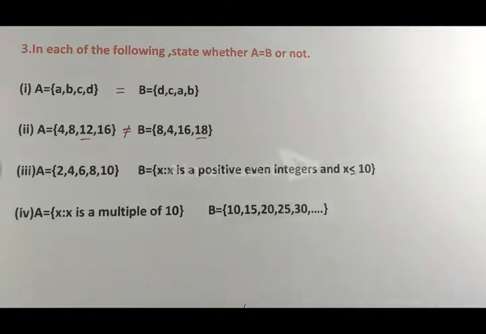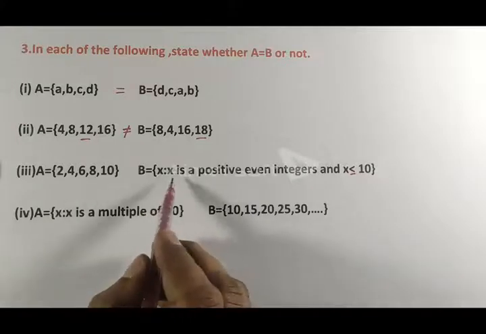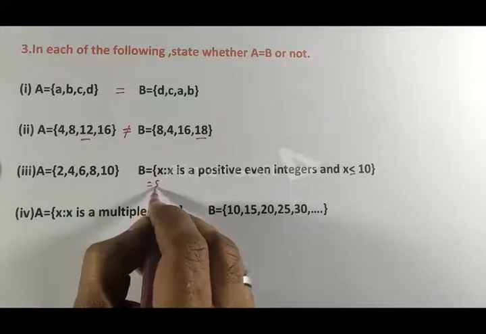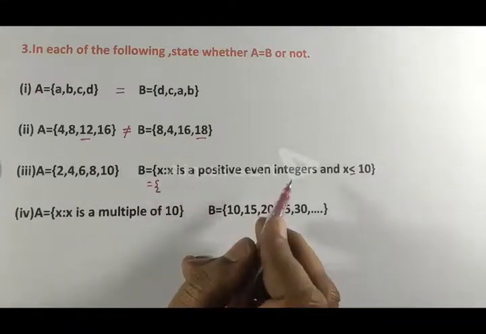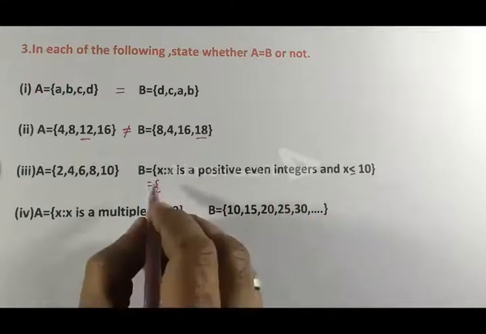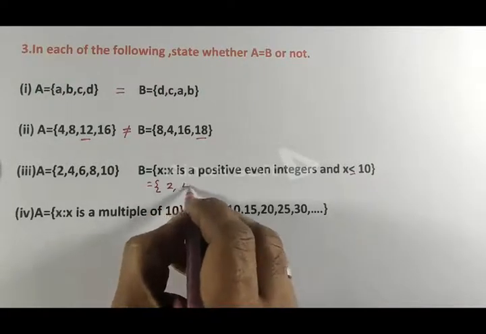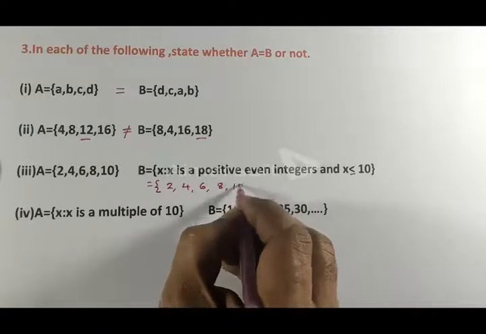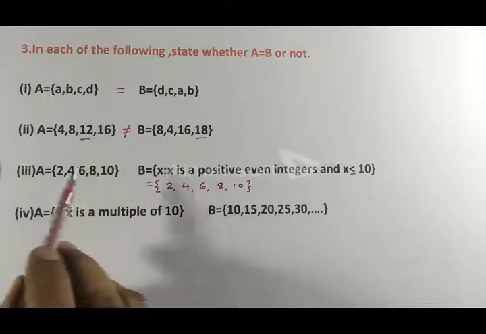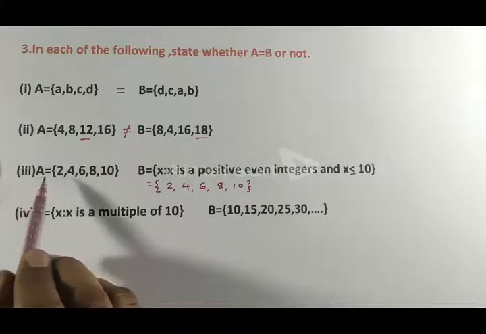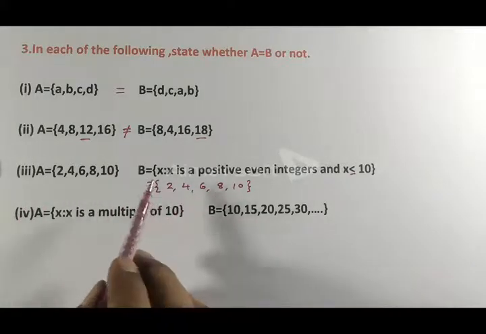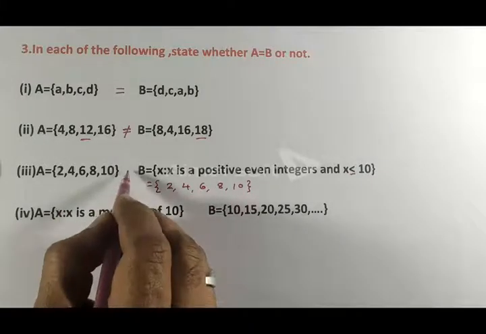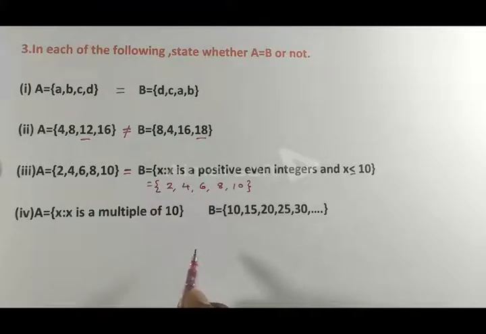Okay, less than or equal to 10. This is given in the set builder form. I will write firstly in the roster form. Positive even integers less than or equal to 10, so we can write 2, 4, 6, 8, 10. Observe here the sets A and B contain the same elements 2, 4, 6, 8 and 10. So we can say that A is equal to B.